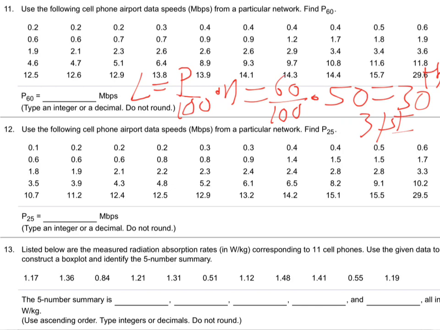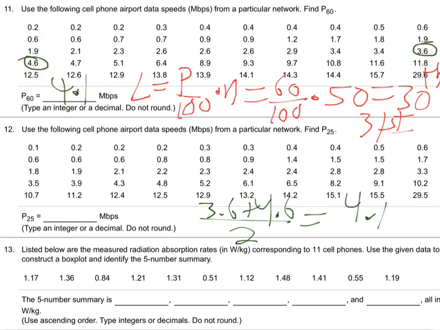So where's the 30th number? This has got to be the 30th. It's into row 3, because there's 10 per row. So that's the 30th, and this is the 31st. So I'm going to go 3.6 plus 4.6 divided by 2. It's just the middle of those two. So that's going to be 4.1. Is this making sense?